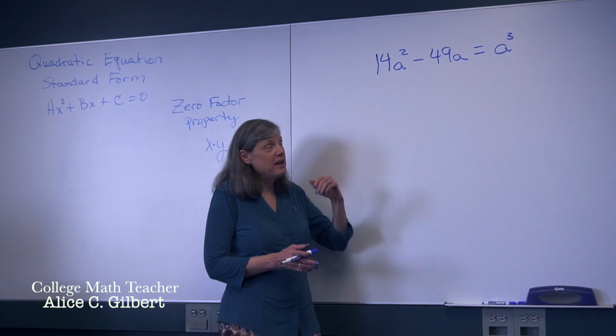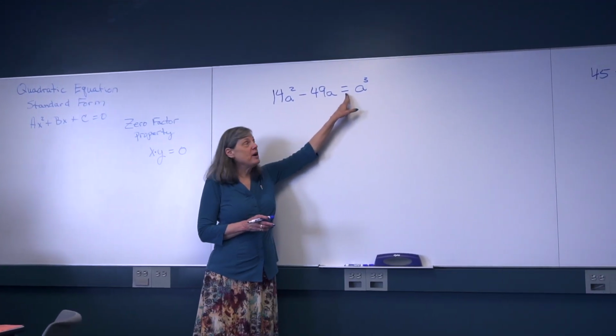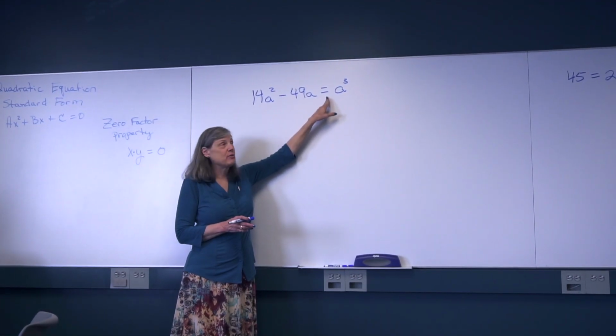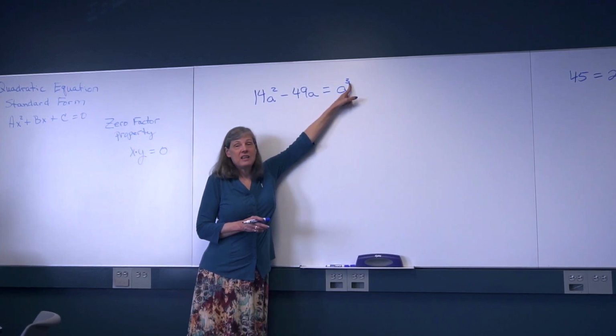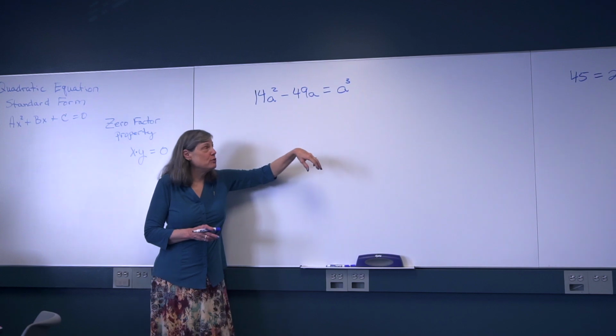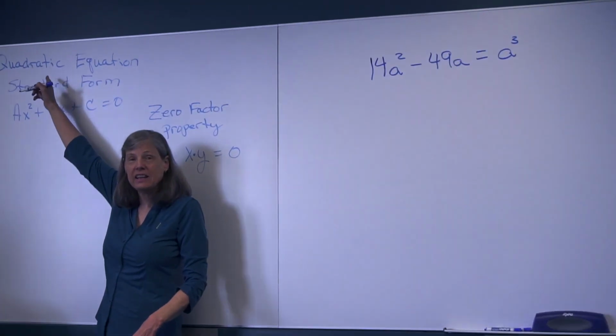So let's look at what we have here. Oh, look at this. We're back to equations. This is an equal sign, so this is an equation. And look, this guy has an exponent of 2 or greater, so it's a quadratic equation again.